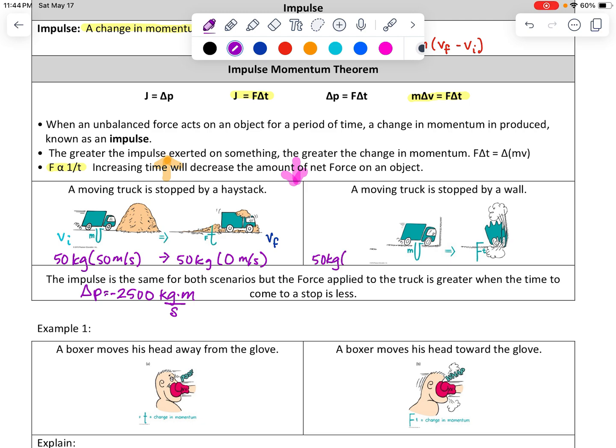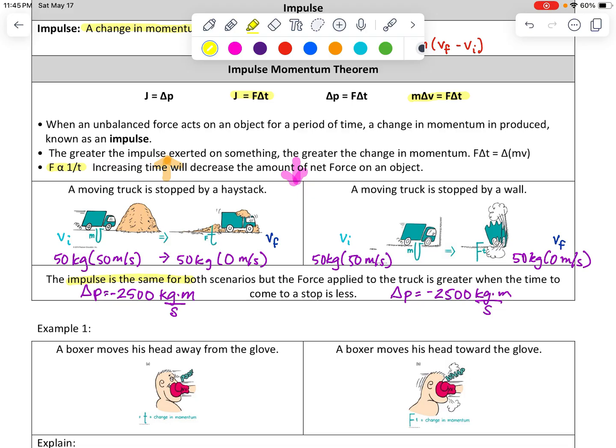This is the same here on the right side picture. We know that it starts at 50 kilograms at 50 meters per second. This is Vi. And then we know that it ends at 50 kilograms and, oh, sorry, not 50, 0 meters per second, stopped by the wall. And this is Vf. And so my momentum change is the same, a negative 2,500 kilogram meters per second. And that's what it says here. It says that the impulse, which is the change in momentum, is the same for both scenarios.